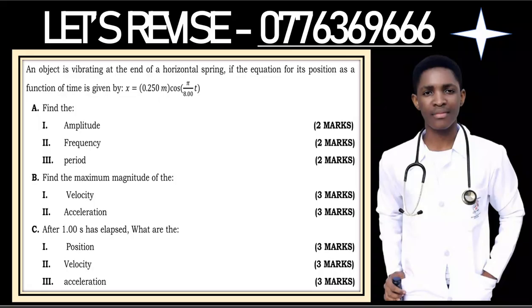So in this video we're going to revise acceleration and velocity as a function of time. The question reads: an object is vibrating at the end of a horizontal spring. The equation for its position as a function of time is given here. Question A: find the amplitude, frequency, and period. B: find the maximum magnitude of the velocity and acceleration. And C: after 1 second has elapsed, what are the position, velocity, and acceleration?